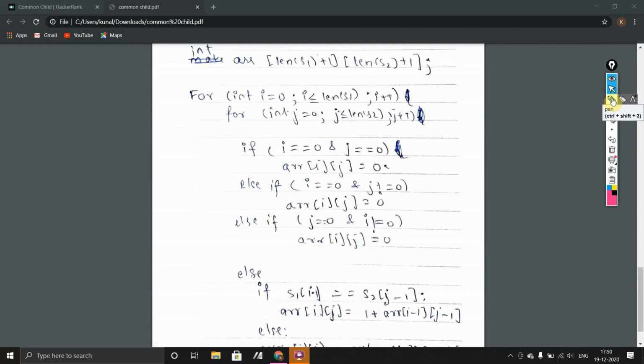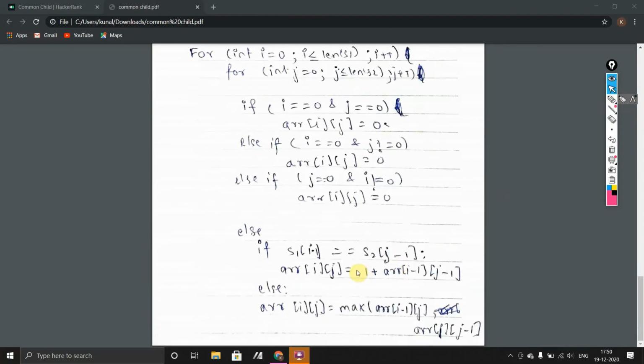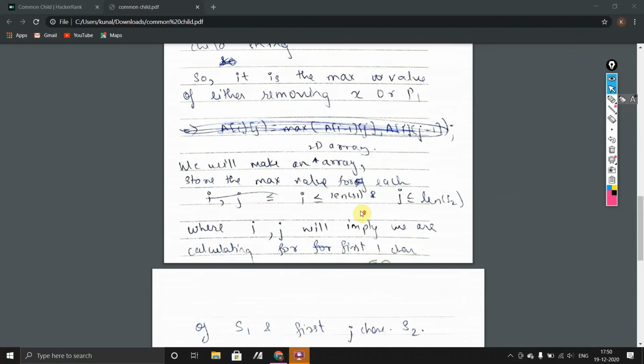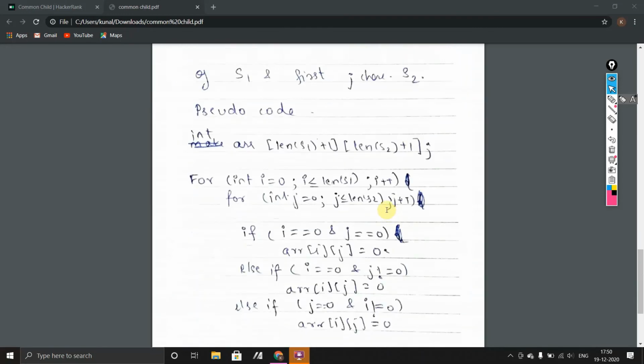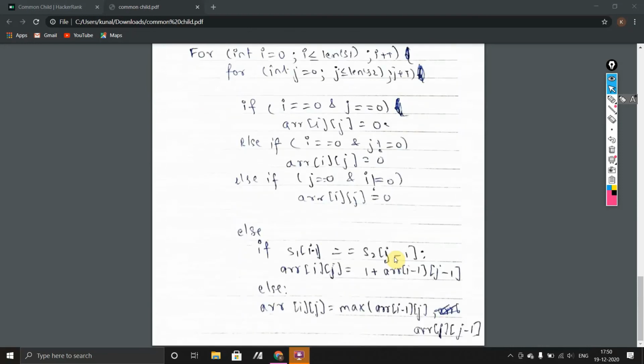So let's say again the case which we discussed above, that is if the characters which are going to be included are equal, then it is simply 1 plus array of i minus 1, j minus 1, as I said above, which I think we discussed for this example only. It will simply be the answer for abc and abd plus 1, because we will surely take the last element from both of them in common child.